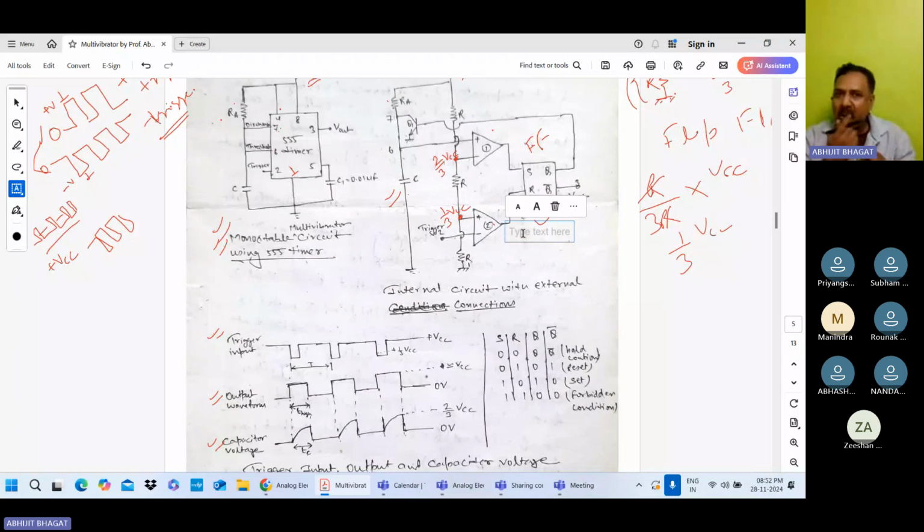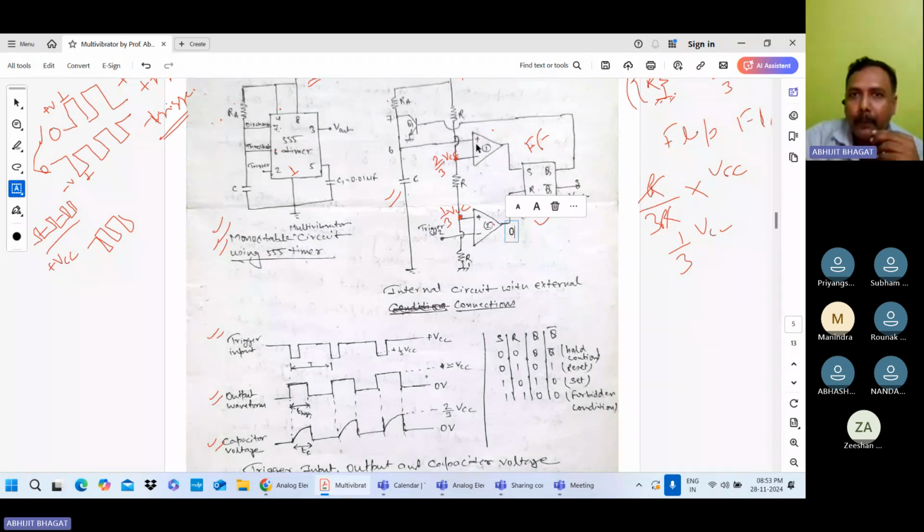Low and high, 0 and 1. When the negative voltage is higher, your output is 0, and when the positive voltage is higher, your output is 1. So here, when you do not provide the trigger voltage, your negative terminal voltage is VCC and positive terminal voltage is 1/3 VCC. So your negative terminal voltage is high, so your output is 0.